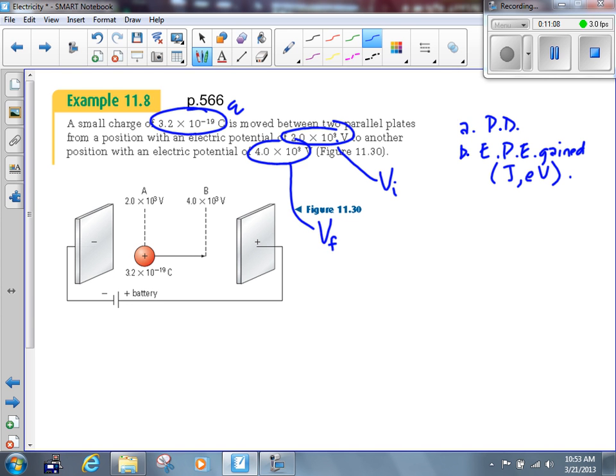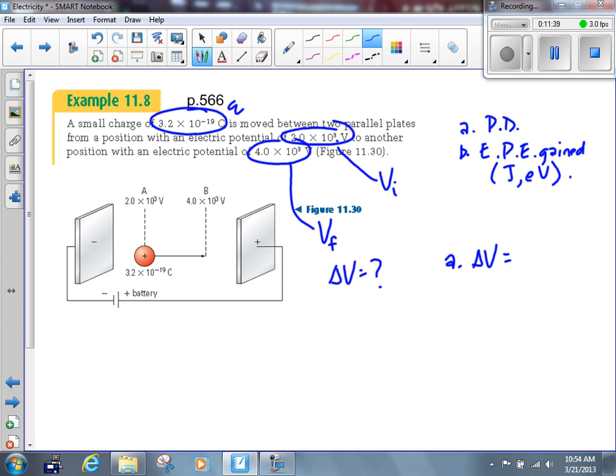We're looking for the potential difference. What symbol is that, potential difference? Potential energy difference would be delta E. Potential difference would be delta V. So let's find delta V here. How are we going to find delta V? We've got two equations that allow us to find delta V. There's VF minus VI, and there's delta E over Q. Which one are we going to use here? Probably VF minus VI, right? That's the easiest way to do it.